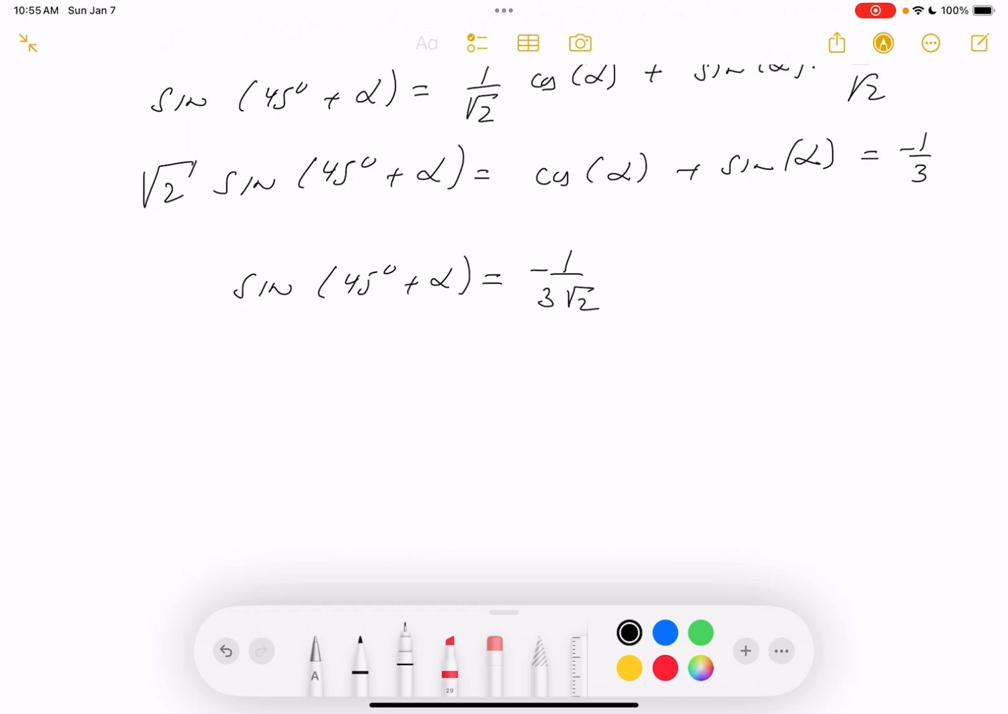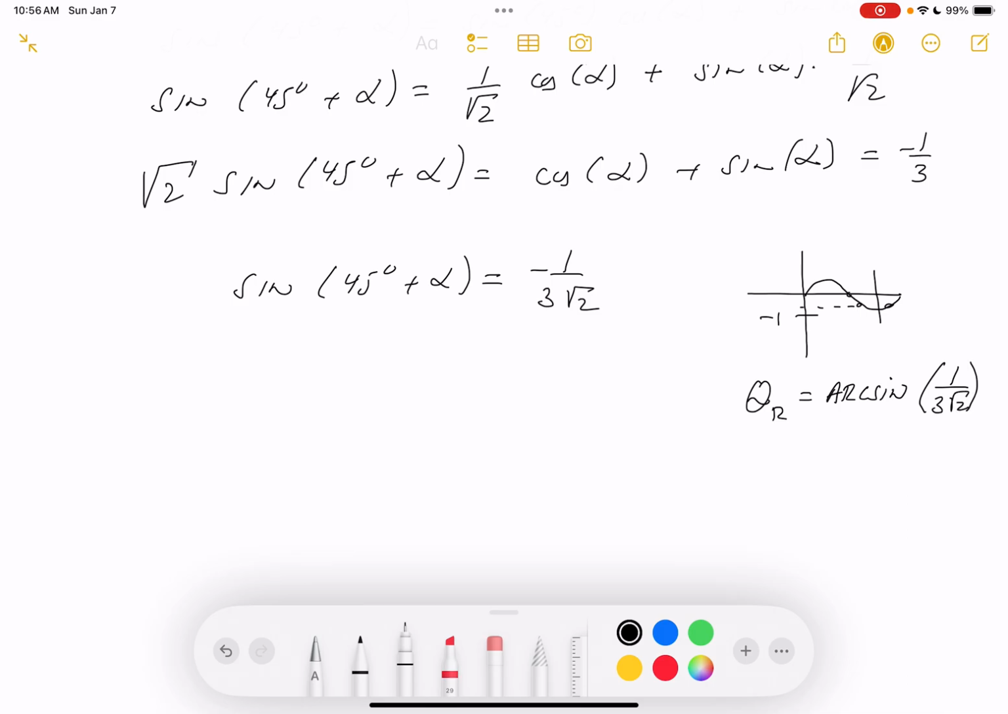This is not a nice number, by the way. However, I do know the number is going to produce angles that this is going to work for. When I look at the sine function, it looks like this, and this is the number minus 1. And minus 1 over 3 root 2, it's going to hit it twice, here and there somewhere. I don't know exactly where it hits it, but I can write the reference down. So what's the reference going to be? It's going to be the arc sine of 1 over 3 root 2.